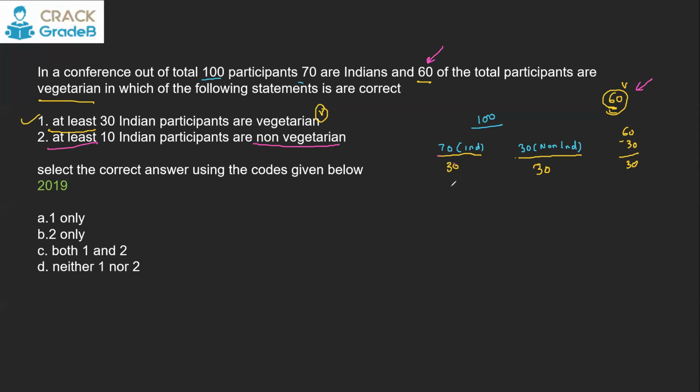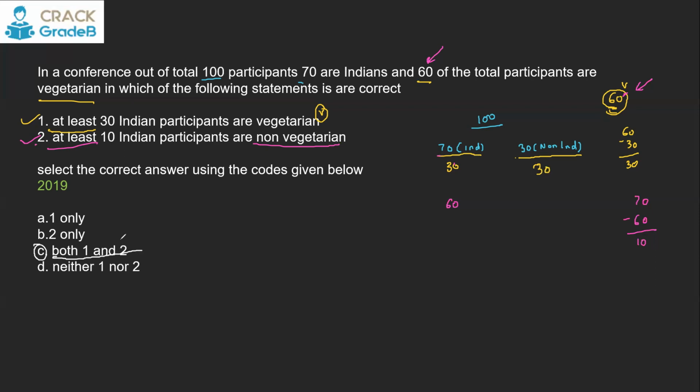Because there are 70 Indians and you have only 60 vegetarian coupons, 10 Indians remain now. Out of 70, 60 Indians got the vegetarian coupons. So 10 Indians are left. They can't have a vegetarian coupon, so they will now get non-vegetarian. That means at least 10 Indians are non-vegetarian, and that is what it says. At least 10 Indians are non-vegetarians. That means this is also the correct statement. Both of them are correct. So we'll mark the answer as C, both 1 and 2.